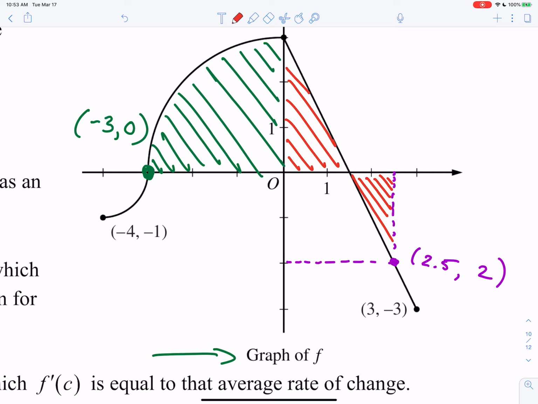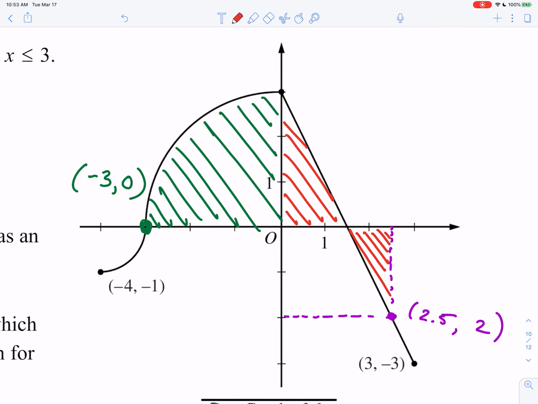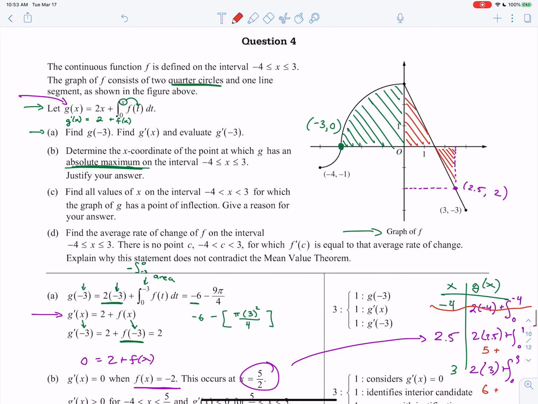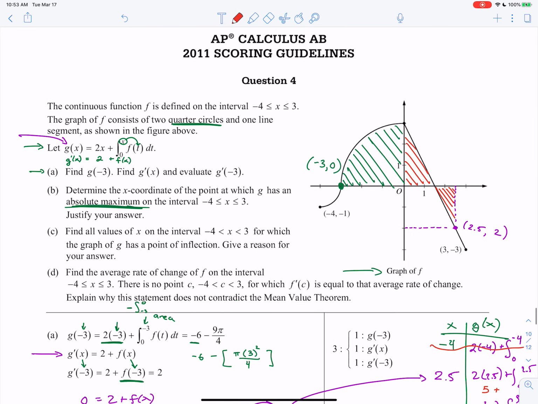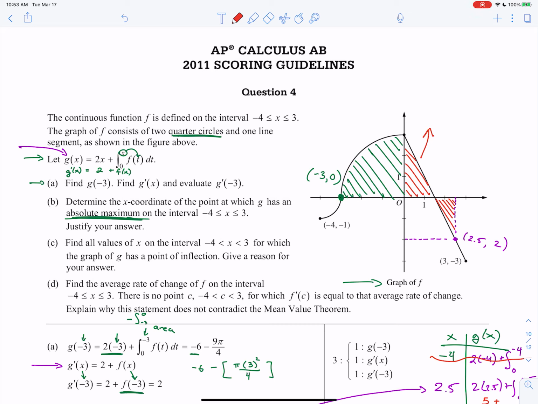I don't know the actual value, but I do know that there's more positive area, okay? So because I know there's more positive area, there's a chance that 2.5 could be the max. So I do have to do a little bit of work here. That triangle, I know it has positive area because it's above the x-axis, but the area is 1/2 base 1.5. The height here is 3. That comes out to, oh gosh, what the heck is that? 4.5. Half of 4.5 is 2.25.